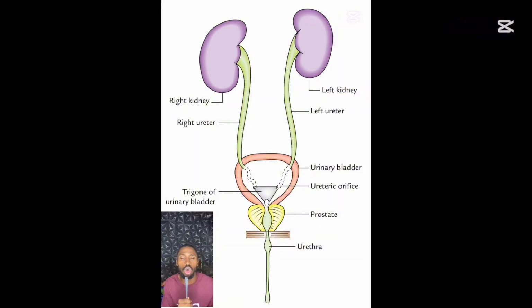We discussed the length, which is 25 centimeters. We discussed the abdominal and the pelvic parts. We discussed the relations of different parts: the posterior relation, which is the psoas major and the bifurcation of the common iliac vessel, the anterior relation, the blood supply, the nerve supply, and the lymphatic drainage. I hope you now understand. Go to your atlas and use this video to understand more about the ureter.